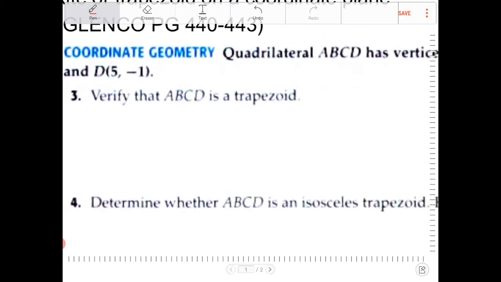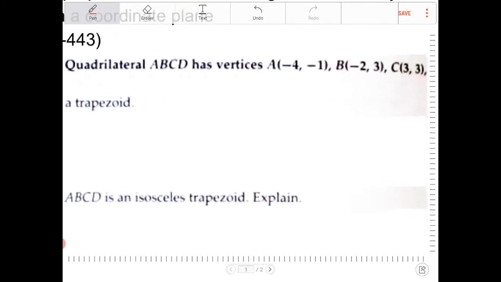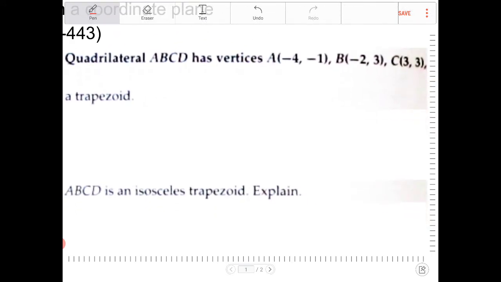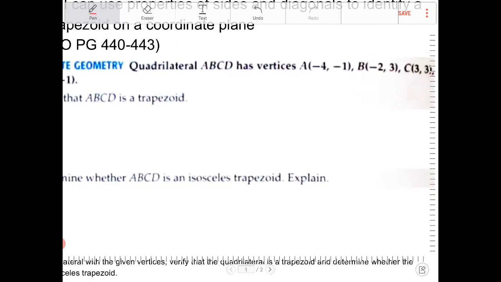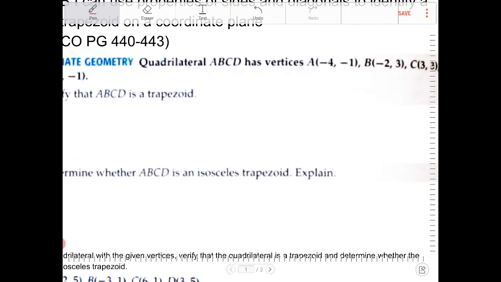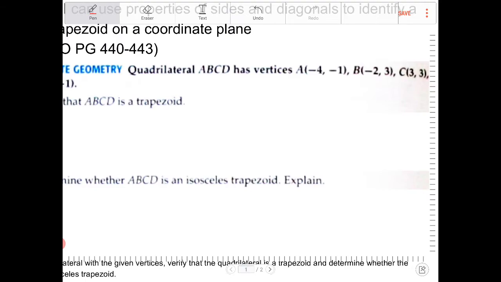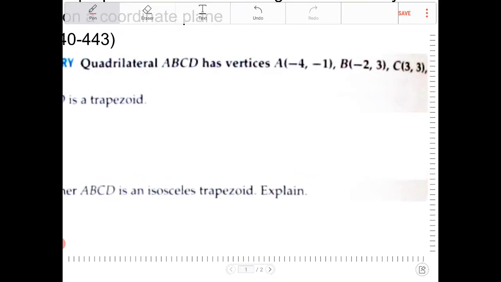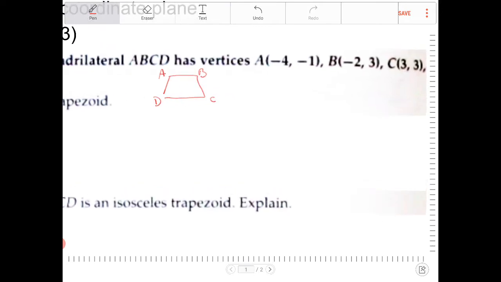So verify that ABCD is a trapezoid. The best way to go about this is to find out whether or not we have at least one pair of sides that are parallel, and if we do, then that is by definition a trapezoid. We do not need to determine whether all four sides are parallel. If any two of them have the same slope, then they will be parallel. So I'm going to draw this. This is A, B, C, D. I'm going to find the slope of AB first.